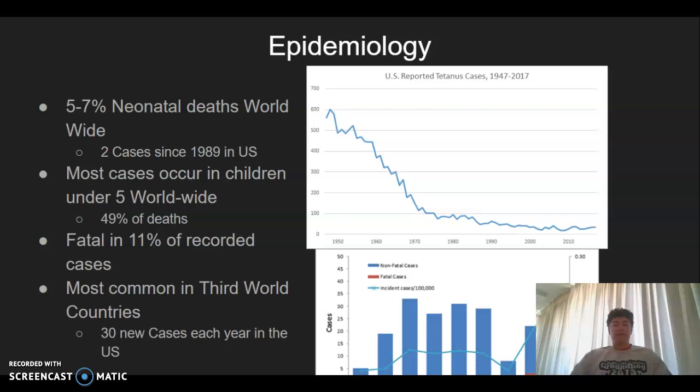because a lot of these third world countries are not able to provide the recommended vaccines throughout infancy and early childhood, and so almost 50% of the deaths worldwide are from children under 5 that aren't provided these vaccines. Tetanus is fatal in 11% of recorded cases, and it is most common in third world countries. The U.S. has only had about 30 new cases each year.